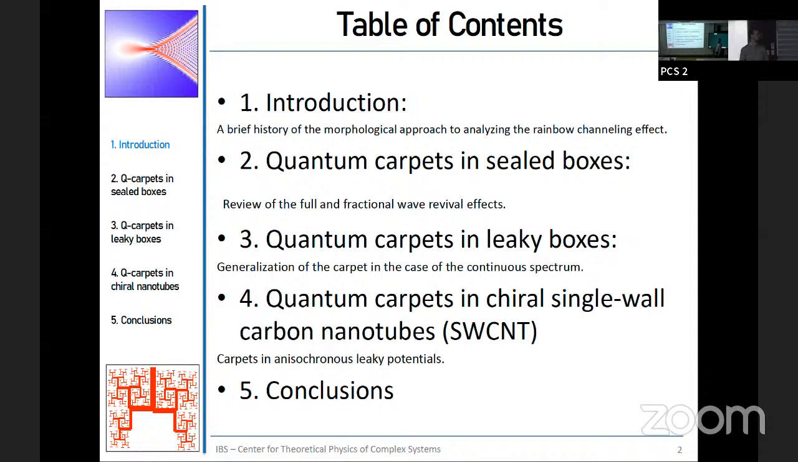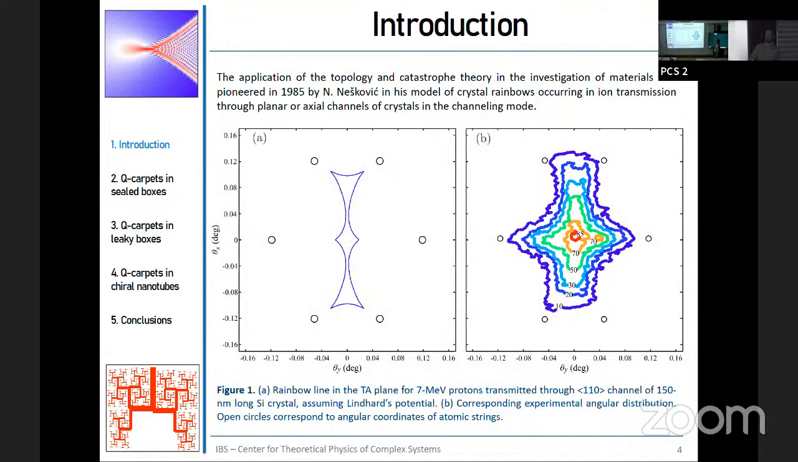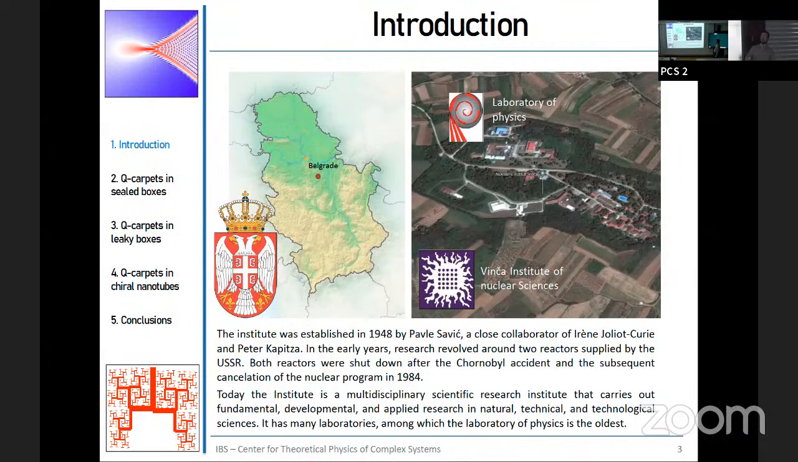So let's begin. Here you can see a map of Serbia to locate it in your mental map. To help you a little bit, here is Macedonia, here is Bulgaria, here is Romania, Hungary is here, and now former Yugoslavia: Croatia, Bosnia, Montenegro, and here is Albania. Belgrade is in the center of the country, and very close to the center of Belgrade there is the Vinča Institute of Nuclear Sciences.